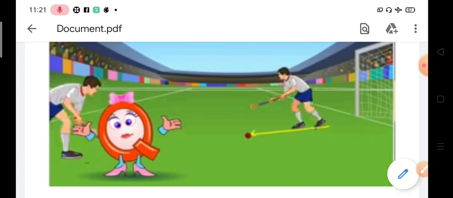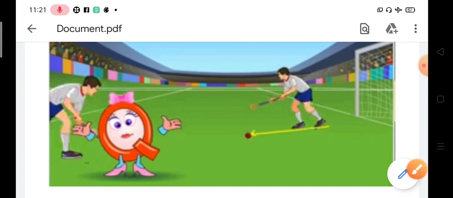Now we come to the contact force. Contact force is what? These are the forces in which two things are in contact with each other. So that is called contact force. The first one we talk about is the muscular force.